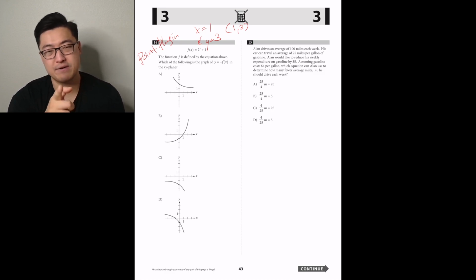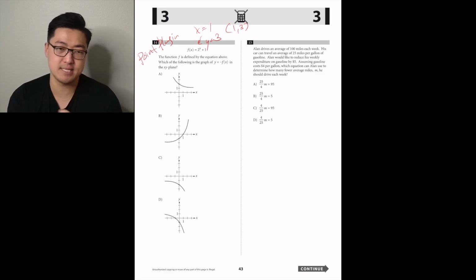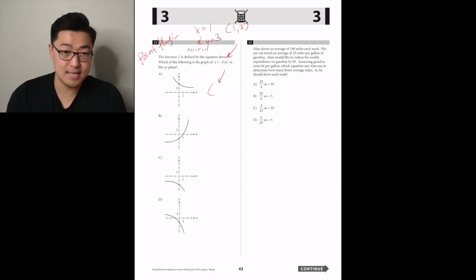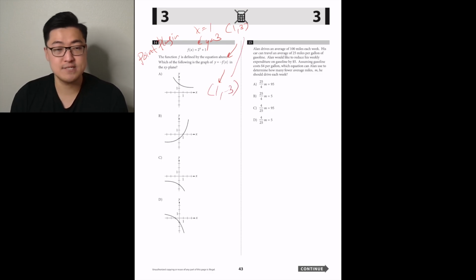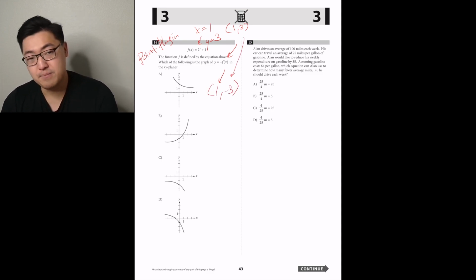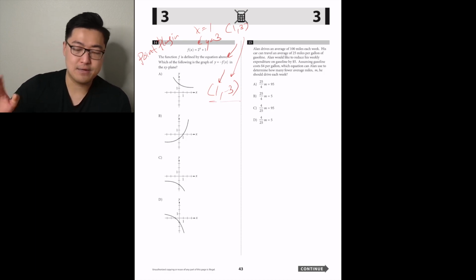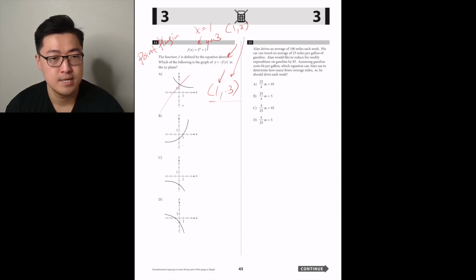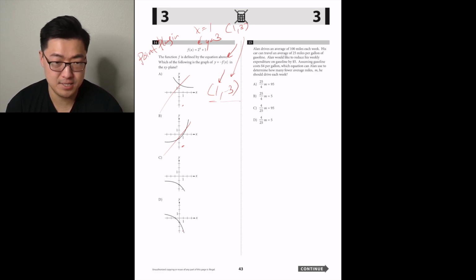They're asking me for the graph of negative f of x, so the value of 3 that I had for f of 1 should be turned negative. So the correct graph should go through the point (1, negative 3) rather than (1, 3). (1, negative 3), not A, not B, maybe C, maybe D, I can't really tell.